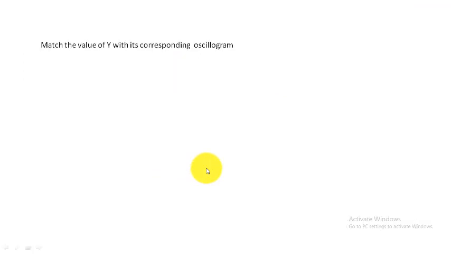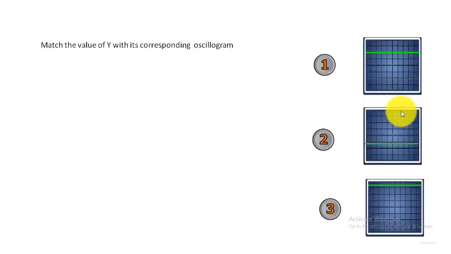We have another application. Now we have to match the value of the Y, the number of the vertical divisions, to its corresponding oscillogram. As you see here, we have 3 oscillograms. The number of the divisions here is equal to 2 divisions. This one, as you notice, the luminous line is below the x-axis, so the Y is negative. So Y here is equal to minus 1.2 divisions.